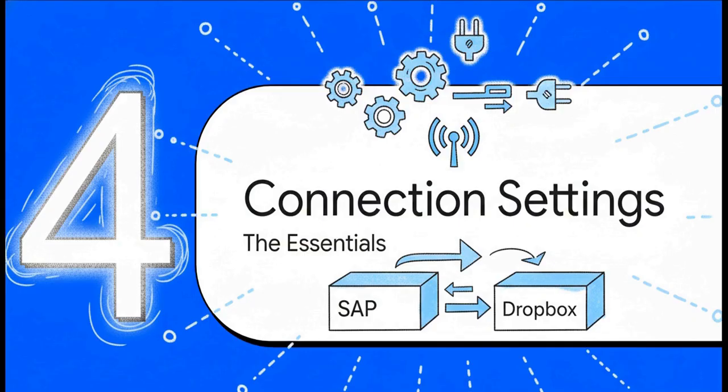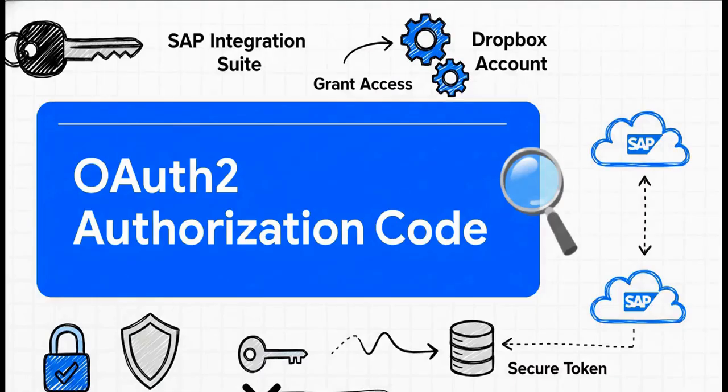There are a couple of key connection settings you're always going to have to deal with. Let's look at the really important ones. First things first, security. How do you log in? The adapter uses a modern, really secure method called OAuth2 authorization code. The best way to think of it is like a digital valet key. You give SAP permission to access your Dropbox just one time, and it gets a special secure token. From then on, SAP just uses that token.